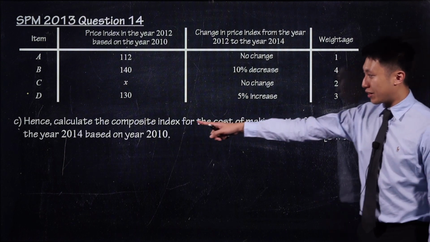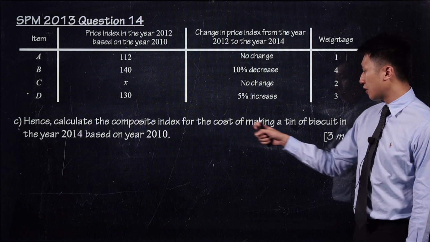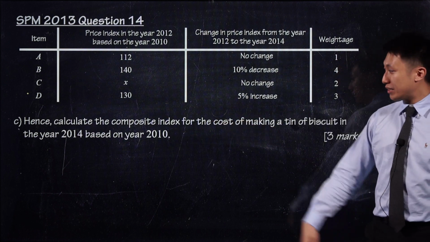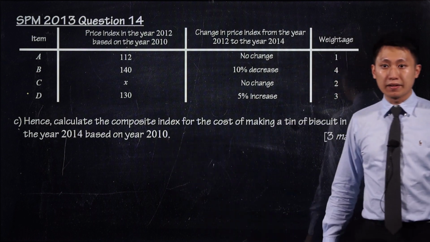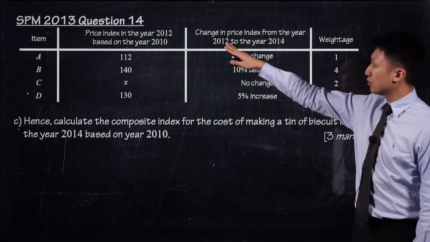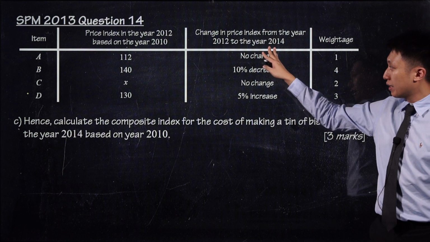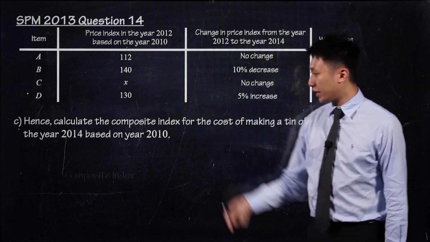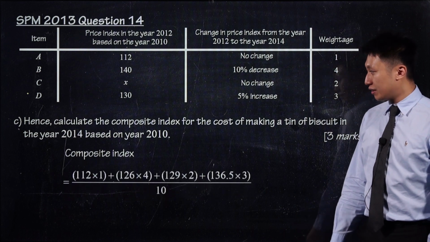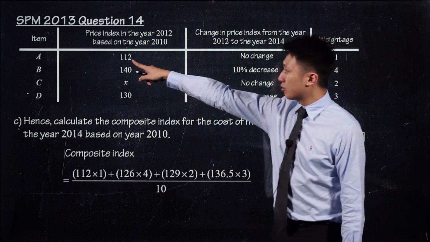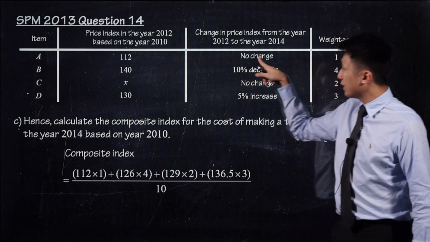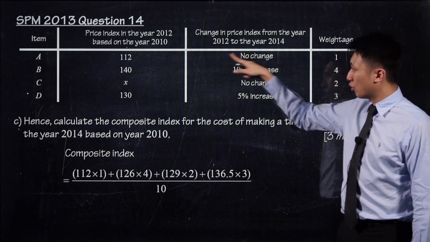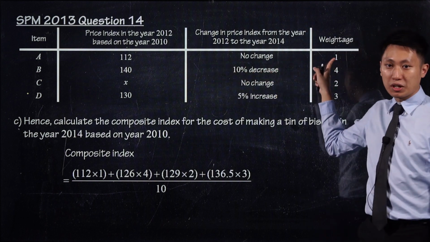So now we want to calculate the composite index of cost of making a tin of biscuit of year 2014 based on the year of 2010. All right, so now this one is like 2012 to 2014. Okay, so now it's 2010 and 2012. Okay, so composite index here, it will be something like this. You see, this one 112, but here is what? No changes. So no changes means it's just multiplied by 1.